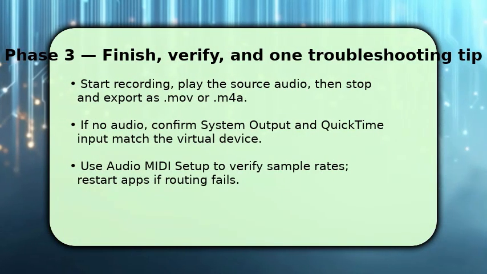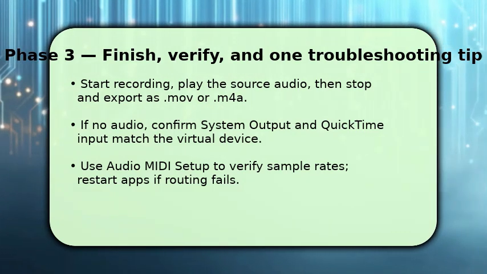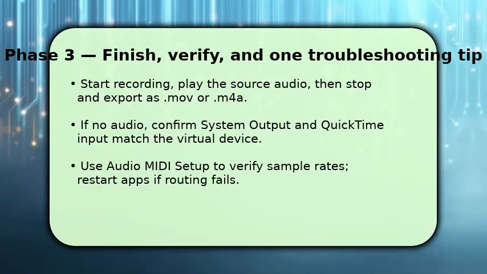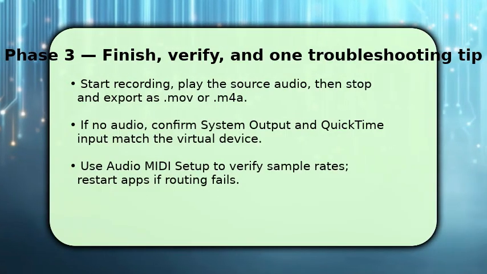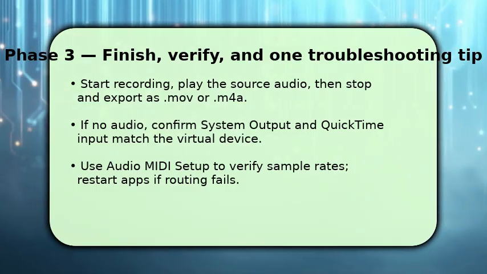Press record, play the audio or video you want to capture, and stop when finished, then save or export the file. If you hear nothing in the recording, check that system output is still set to the virtual device and that QuickTime's input matches it.